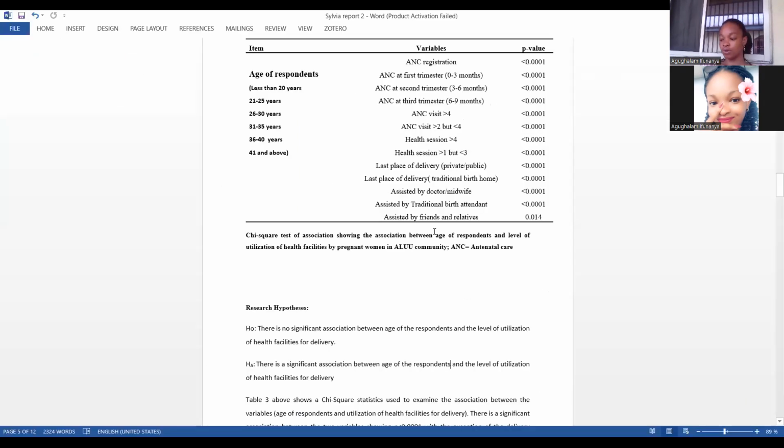Okay, so in this report, we examined age of respondents, association between age of respondents and variables, that's ANC registration, ANC at first trimester, ANC at second trimester. We used a chi-square test to find the association. As you can see, all of them showed a p-value of less than 0.005. Even assisted by friends and relatives showed a p-value of less than 0.005.